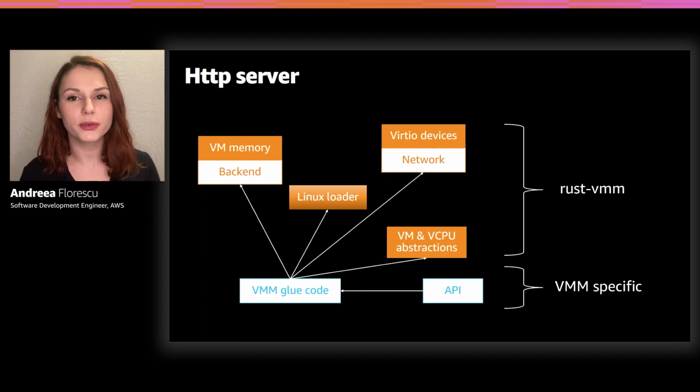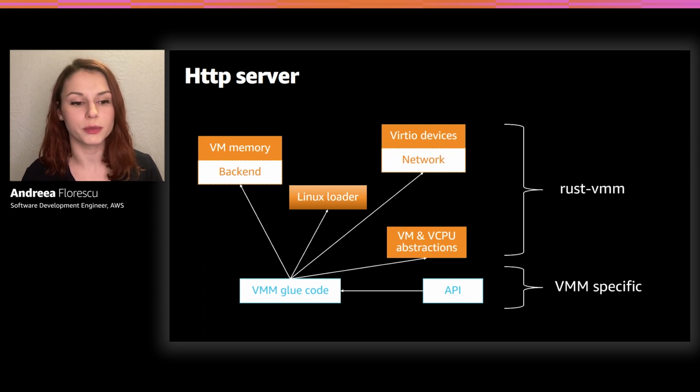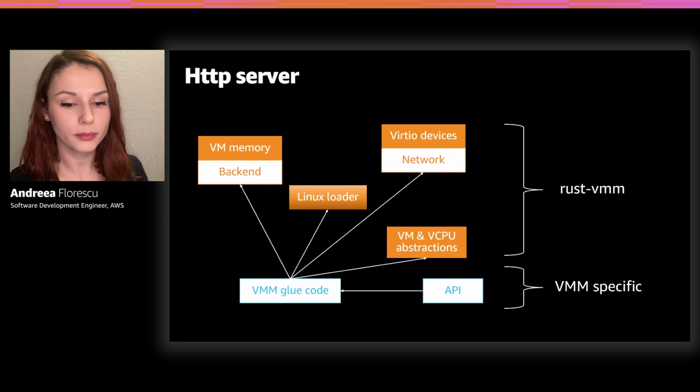In the first part of the demo, we were looking at an HTTP server that only had a network device. So in order to build a VMM with only a network device, we took a few components from Rust-vmm. We took the VM memory with its backend. We took the Linux loader in order to load the BusyBox into the virtual machine memory. And from the virtual devices, we only took the network device and some of the VM and vCPU abstractions that are available in Rust-vmm.